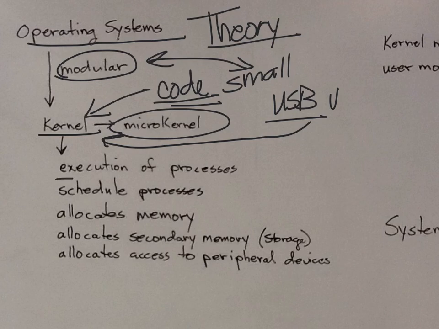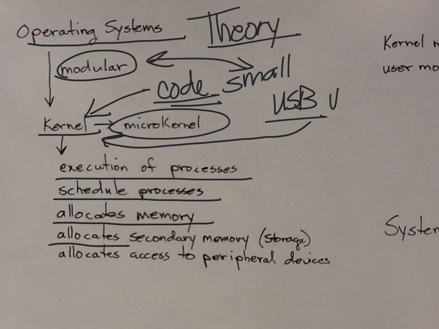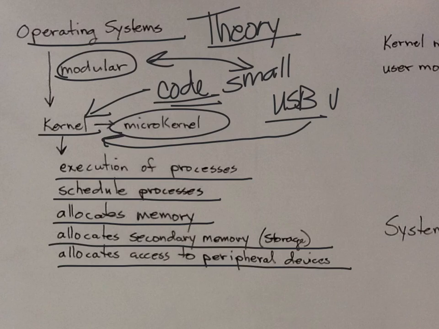What does the kernel do? Execution of processes, schedules those processes, allocates all the memory, allocates secondary memory, storage, allocates access to peripheral devices. That might sound pretty simple, but that's a big chore. That's a big chore in a computer.